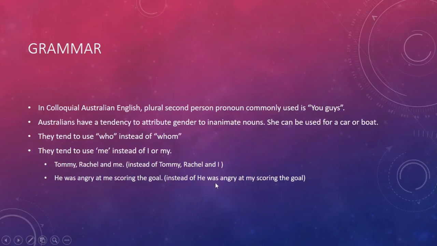Again, in British English, they'd say he was angry at my scoring the goal. In Australian English, they'd say he was angry at me scoring the goal. So instead of my, Australians would use me. Me instead of I or my in sentences. So that is another important feature of grammar.